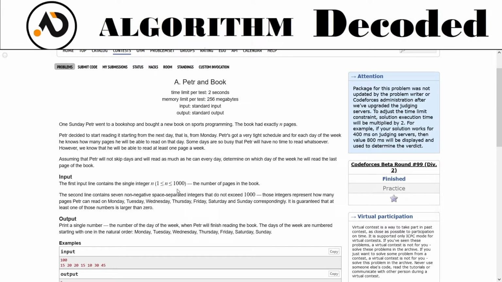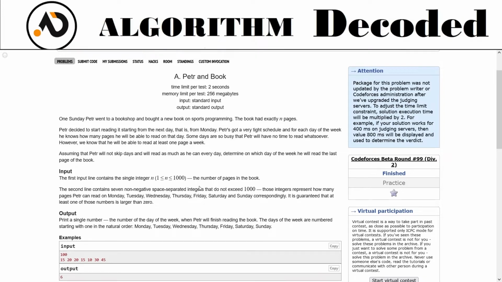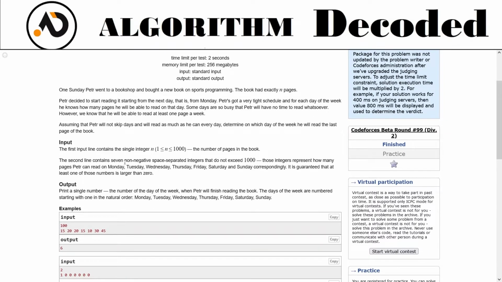तो इनपुट देख लेते हैं. टेस्ट केसेस है नहीं. एक एन दिया है in the range of 1 to 1000. The second line contains 7 non-negative space separated integers that do not exceed 1000. Those integers represent how many pages Peter can read on Monday, Tuesday, Wednesday, Thursday, Friday, Saturday, and so on. It is guaranteed that at least one of those numbers is larger than 0.